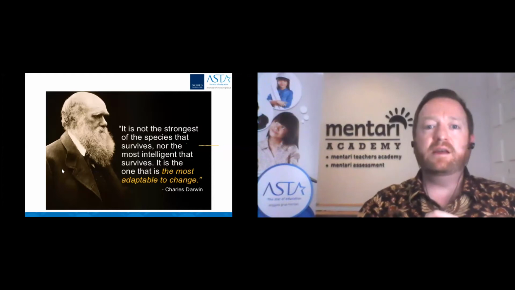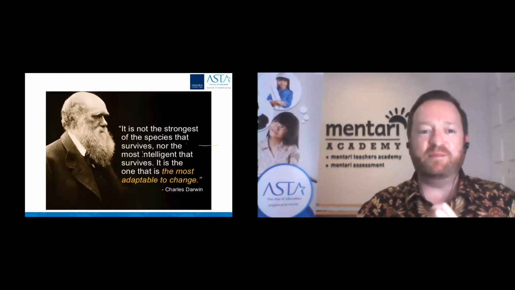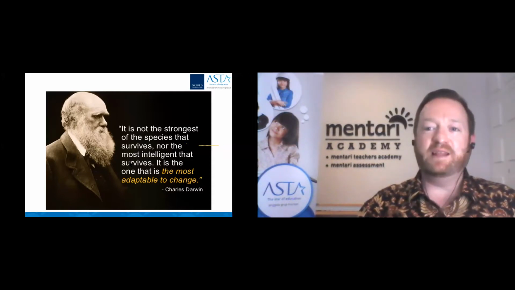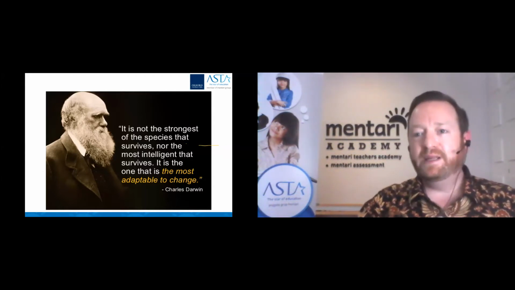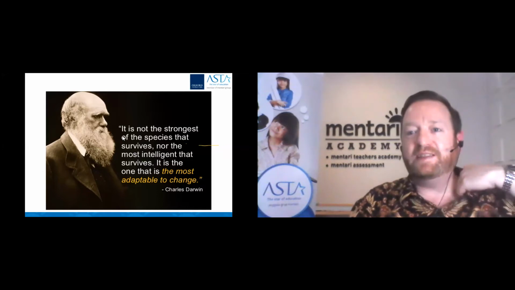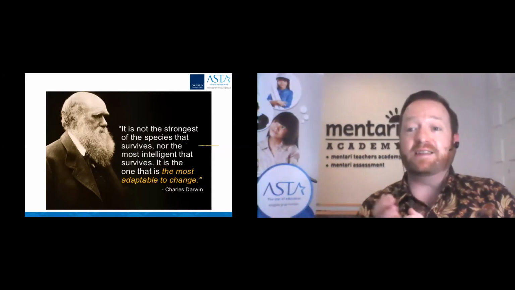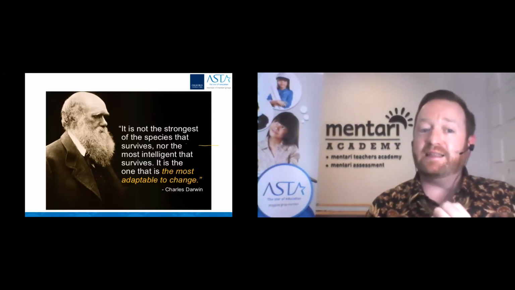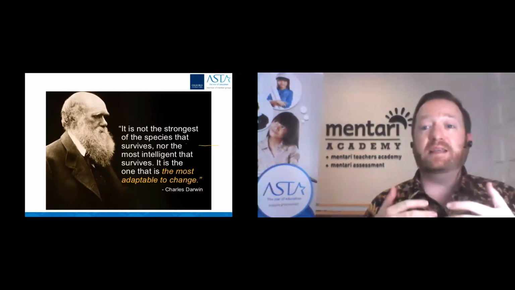Now, this is a quote from Charles Darwin that you may or may not have seen before. Charles Darwin talks about the ability to adapt. So at the moment, we need to change. We can't keep teaching in the same way. And even when we go back to face-to-face classes, hopefully, we might still be using some of the technology ideas that we are using now to help with things like homework.